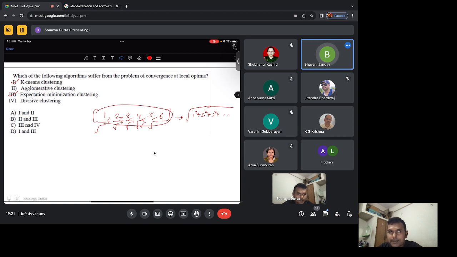Sir, for a decision tree, it doesn't matter, right? It doesn't matter because individually we are comparing the values. Decision tree probably it won't matter, yes. Because we are not computing any distance. We are looking at each feature individually. Correct, yes.